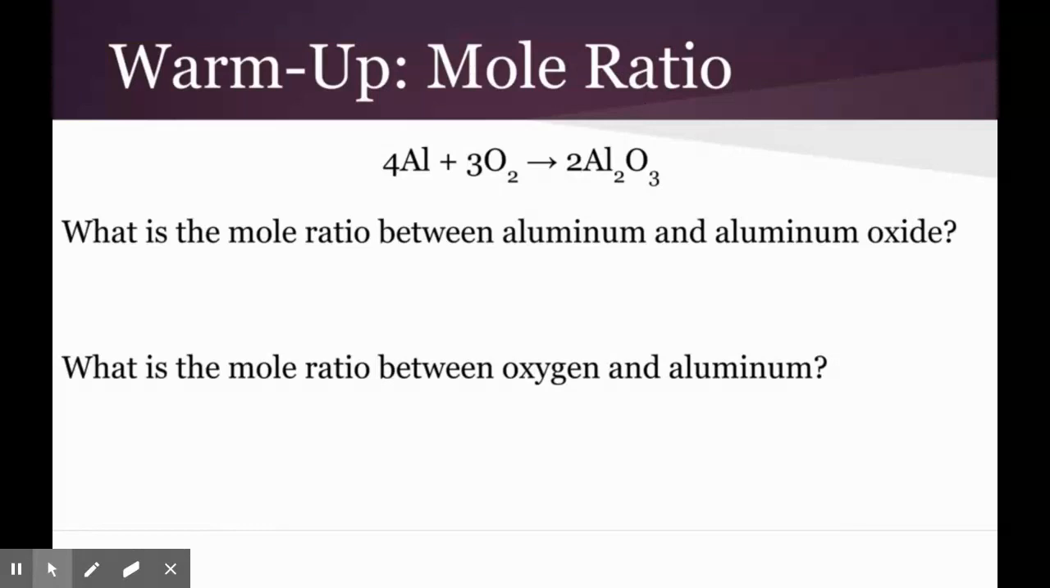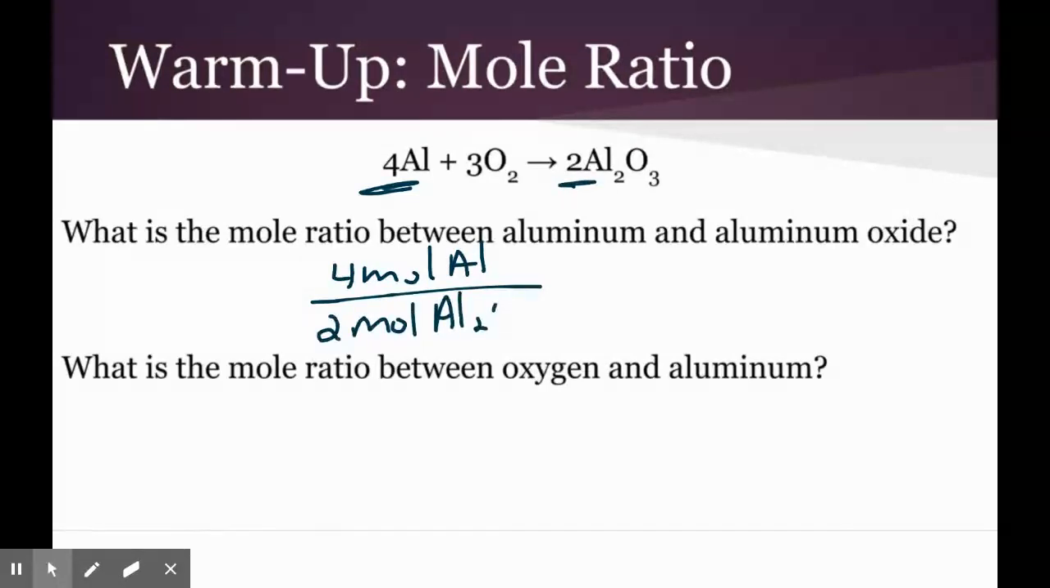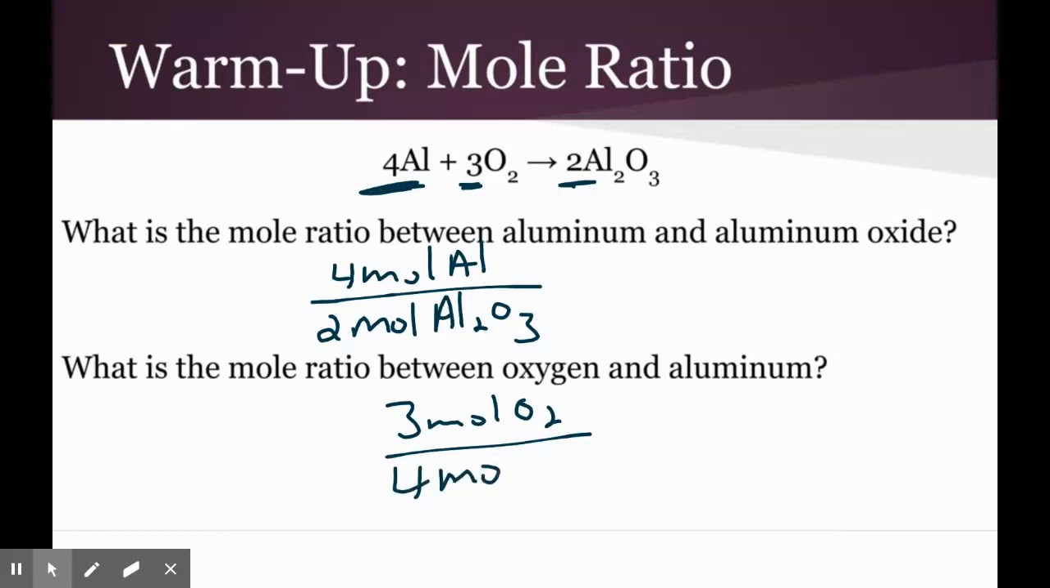Alright, what is the mole ratio between aluminum and aluminum oxide? For aluminum, we have 4 moles, and for aluminum oxide, we have 2 moles. For the mole ratio between oxygen and aluminum, oxygen has 3 moles, and aluminum again has 4 moles.